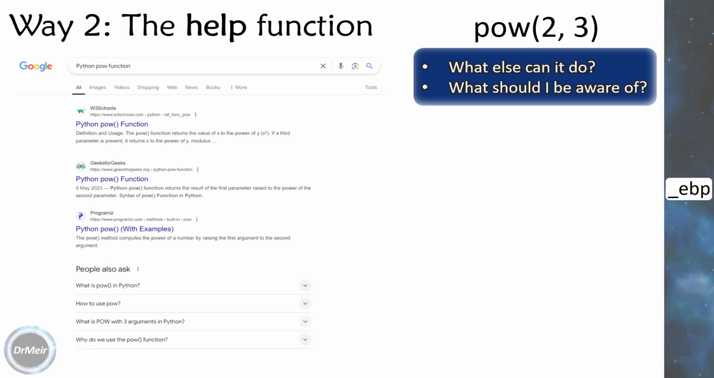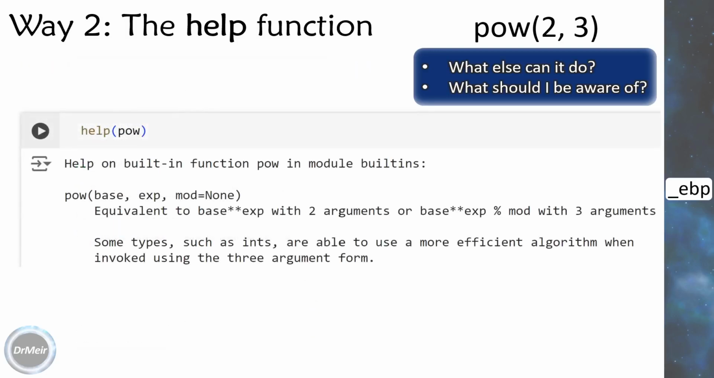First, I'd have to switch to another tab in my browser and type a query. Second, I'd need to choose between the various resources found by Google. Lastly, some of the information might not be accurate for the version of Python I'm using. This is where Python's help function comes in handy.